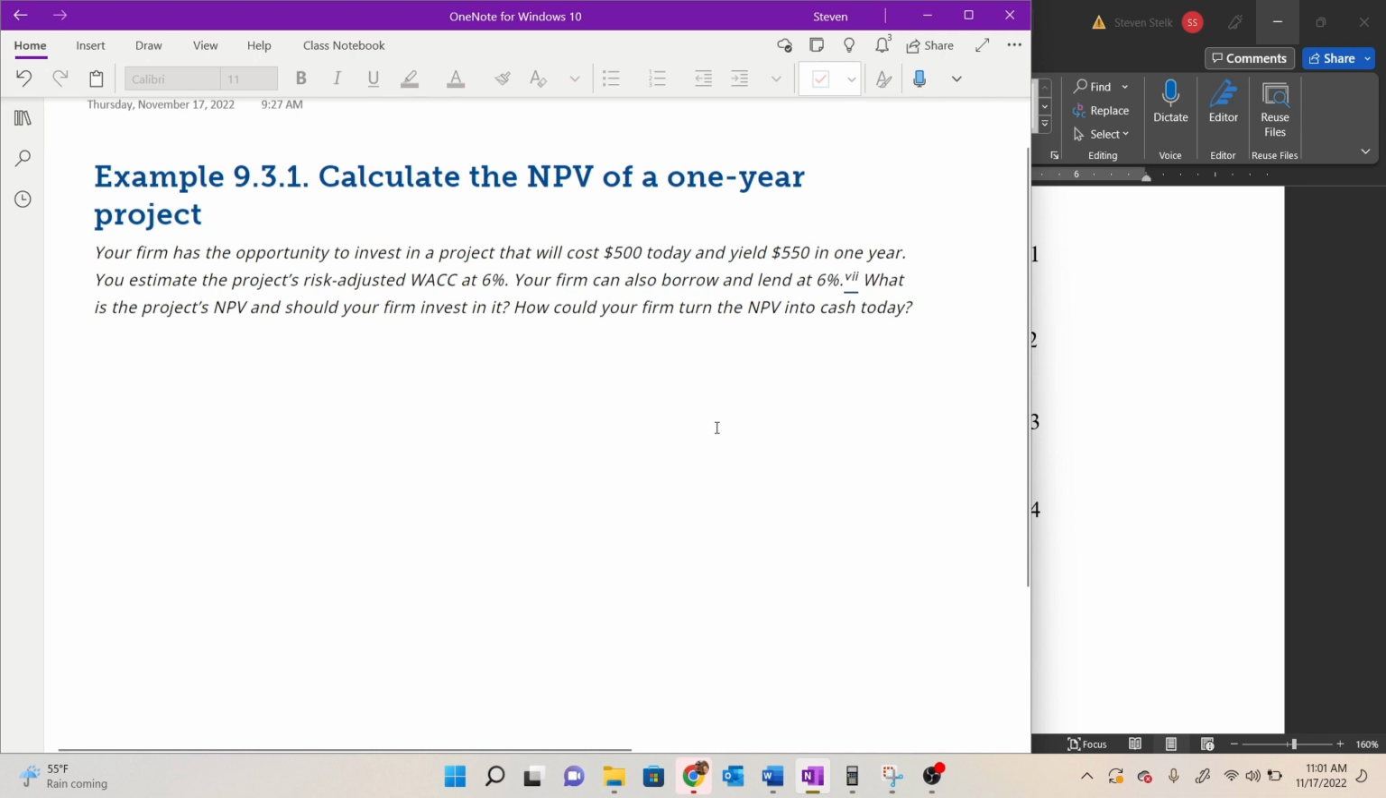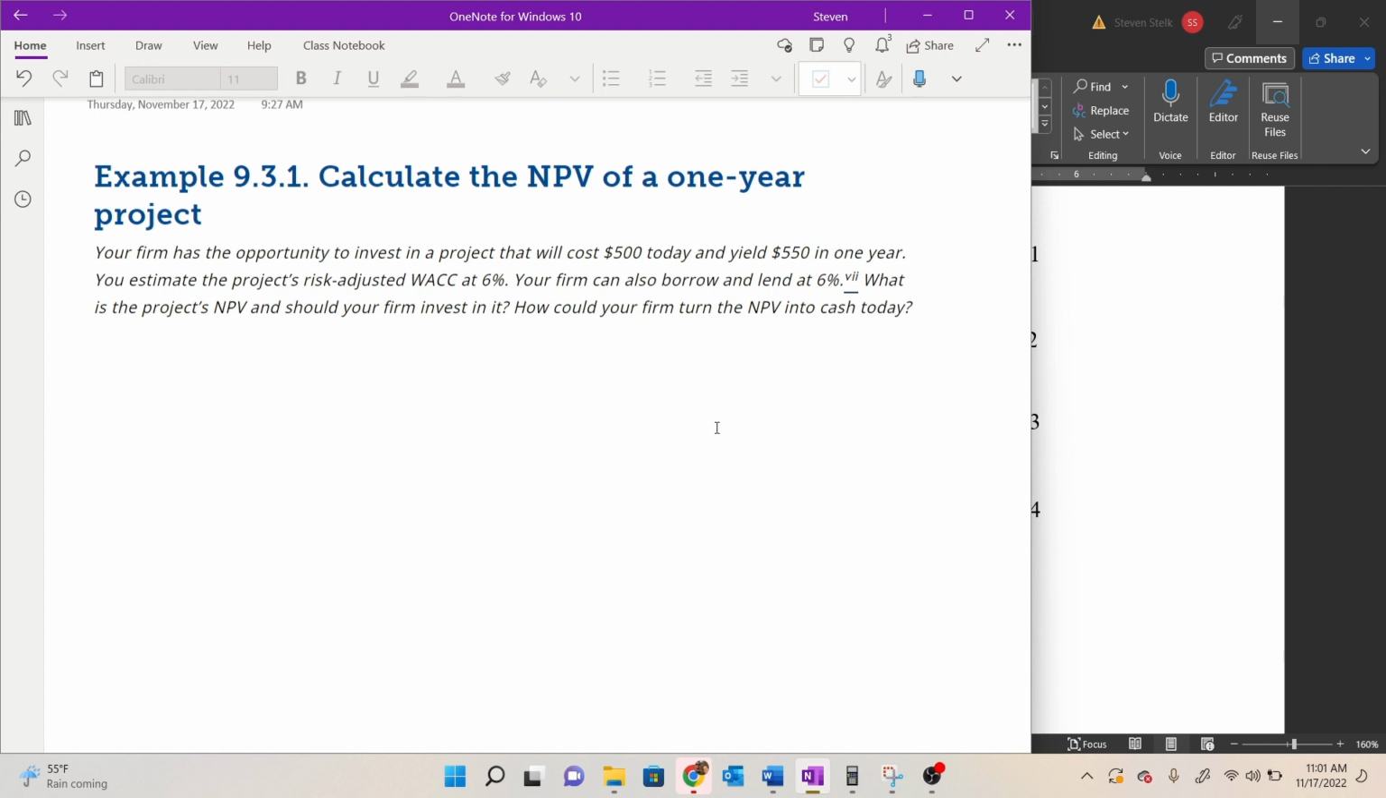Okay, so we've got two main parts to this one. One, we're actually going to calculate the net present value. And then two, we're going to walk through the process of how we can actually turn that net present value into cash in our pocket today by just how we arrange the financing for this project.